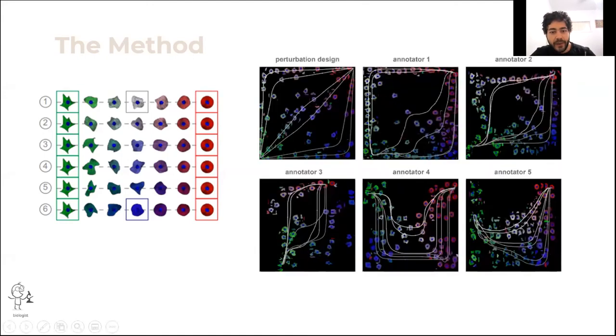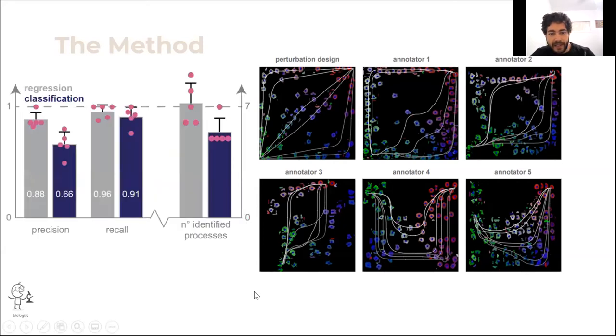Here we can see the regression planes that were generated by the experts that used the regression plane method. We can see that the results are pretty good in identifying the distinct processes. The experts that used the regression plane performed better in estimating the number of processes and achieved on average an improvement of approximately 20% in precision and 5% in recall.